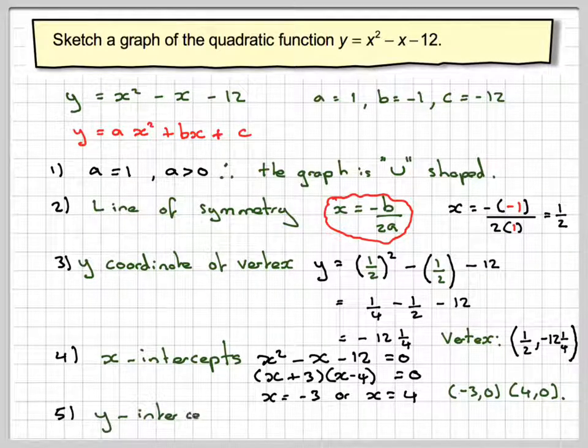And finally, the y-intercept I get from c, which is −12. So the y-intercept will be (0, −12). Having got all that information, and like I said, you could have done that in any order, and there are different techniques, like you could use the quadratic formula here, or here you could have completed the square. We can now sketch it.